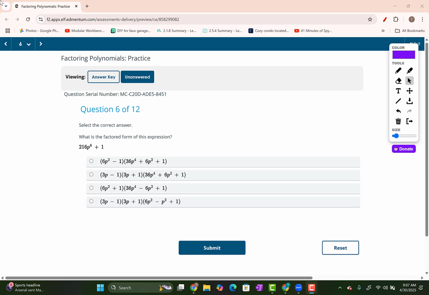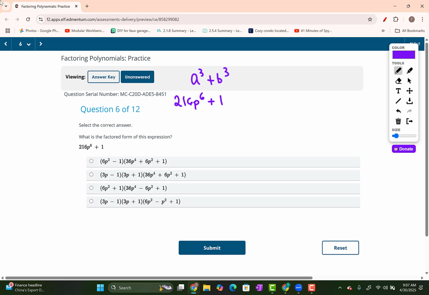Question 6, what is the factored form of this expression? 216p to the 6th plus 1. We always look for greatest common factor first, but considering that the second term is 1, we don't have a common factor. There's two terms, so if this can be factored, it's going to be with the sum of two cubes formula.